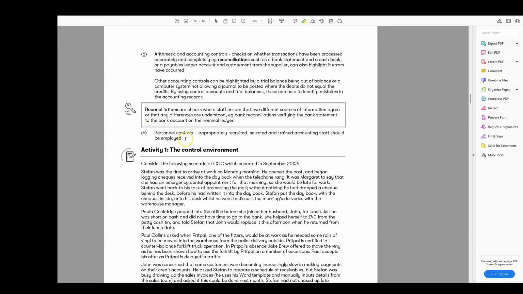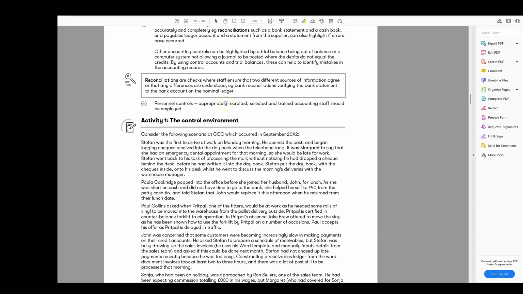Then you have personnel control. So here, when we make a recruitment, we need to make sure that appropriate staff are recruited for the right position. For example, you're not going to recruit someone who doesn't know the work properly or has never been provided enough training, so that he can do the work properly.